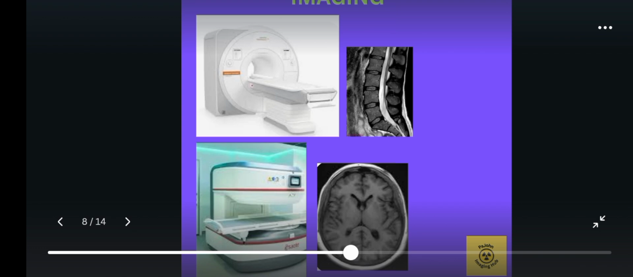MRI has some disadvantages. It is costly and not easily available. It is limited by metallic implants, for example, pacemaker, knee or hip implant. Such patients, you don't use MRI for them because of the magnet that forms the main part of MRI. It can magnetize or distort such implants in the patient.